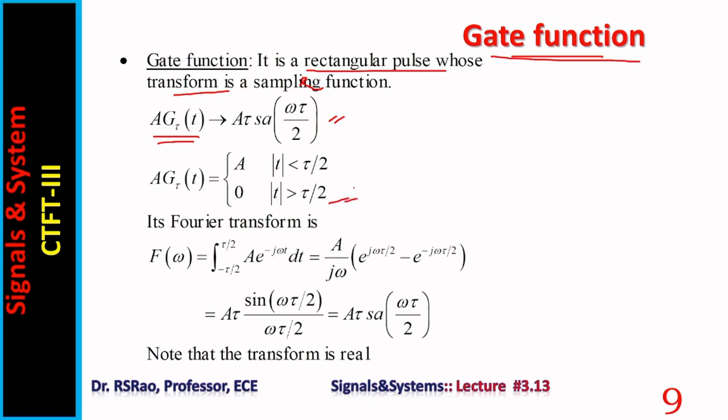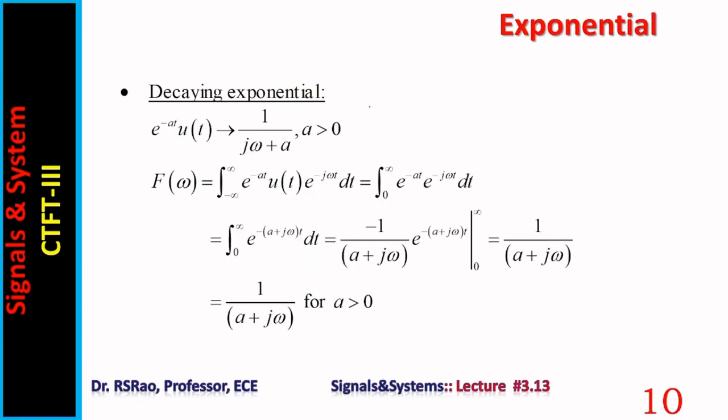For its Fourier transform, F(ω) becomes equal to the integral from -τ/2 to τ/2 of A e^(-jωt) dt. Integration can be done and a little bit of manipulation leads us to the expression Aτ sample(ωτ/2). Note that the transform is real. Another function we consider is the decaying exponential. The Fourier transform of the product e^(-at) u(t) is 1/(jω + a) when a is positive.